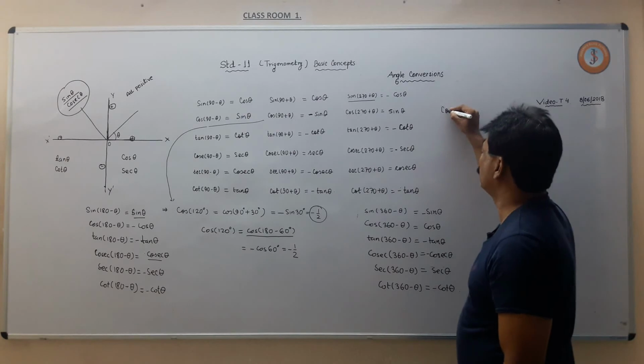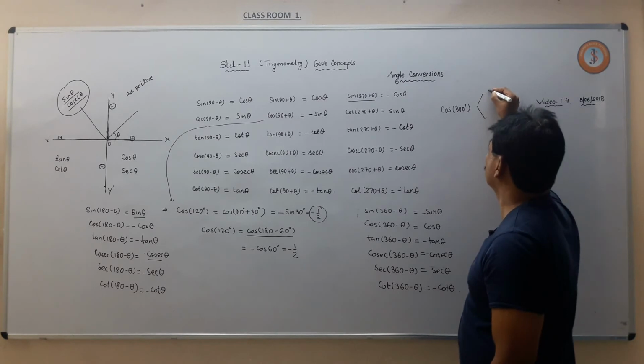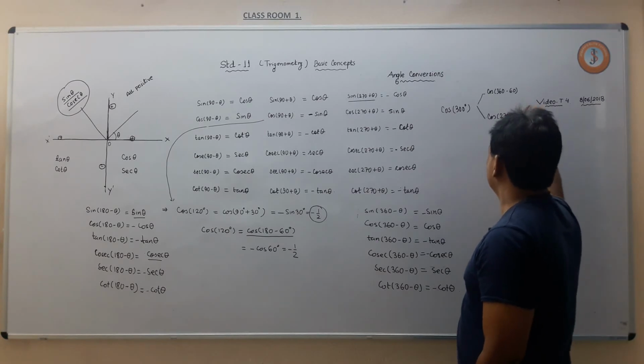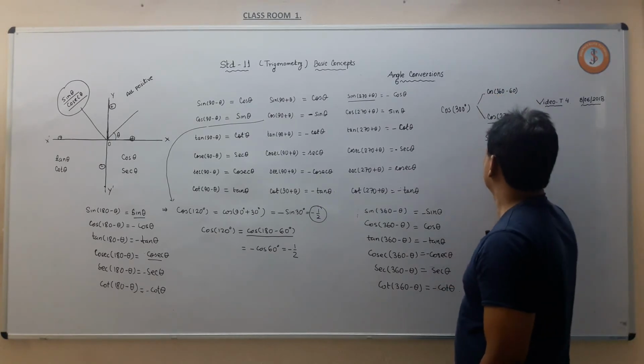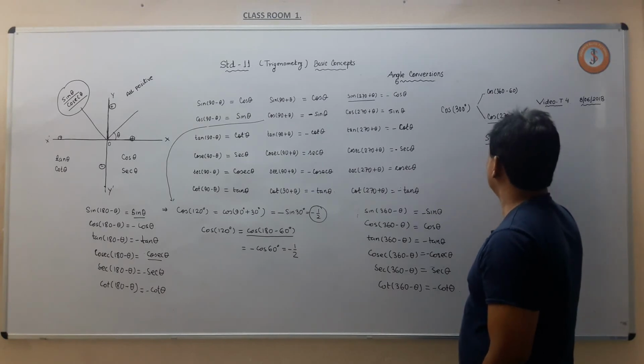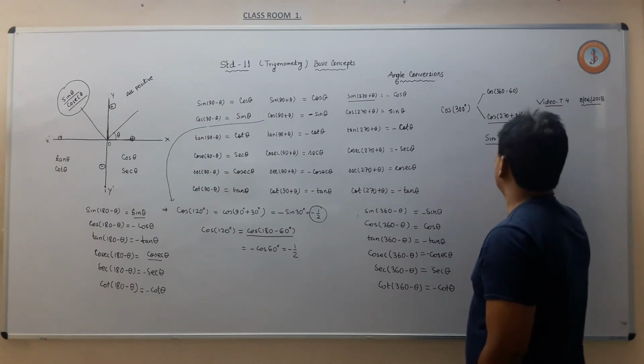Suppose somebody tells me how much is cos, say for example, cos 300. Now there are two ways to find it out. I can write cos 300 as cos 360 minus 60, or I can write cos 270 plus 30. Now let us see how it changes. This is an odd multiple, so this will change to sine 30, and the result of cos in the fourth quadrant is positive, so this value will be 1 by 2.